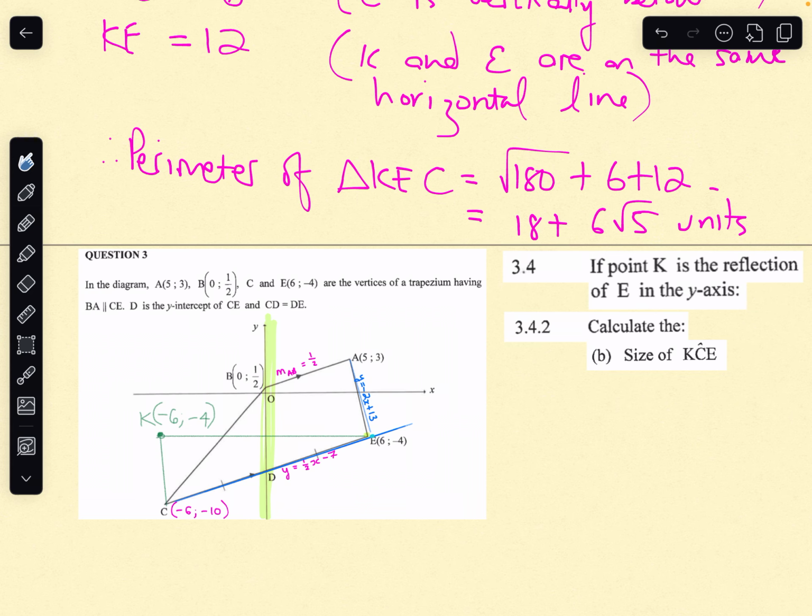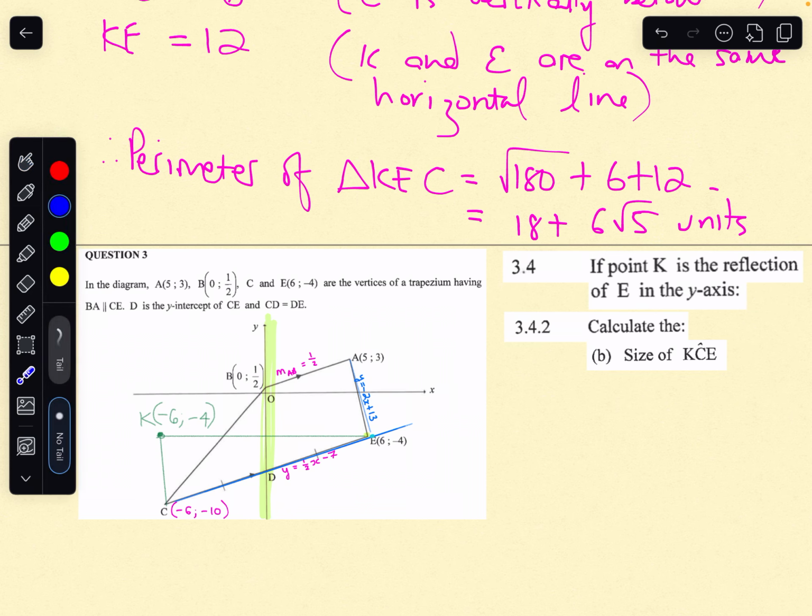And we are asked, okay, so we're still continuing with K, this point that we constructed here. Calculate the size of KCE. So since we have the length of all the sides, it's giving trig. The cosine rule came to mind immediately, because when you have the length of all three sides, then you can use the cosine rule to find the size of any of the angles.